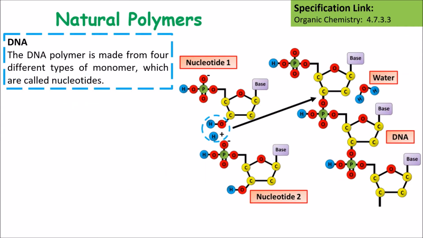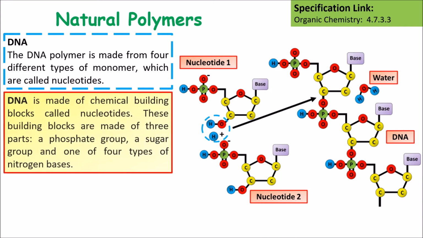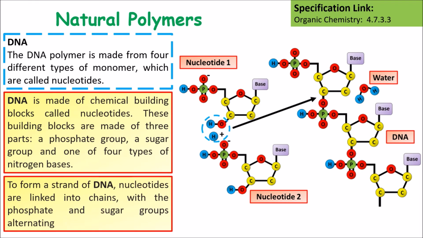The DNA monomer is formed of nucleotides. So DNA is made of nucleotides, like we've just said. These building blocks are made up of 3 parts: a phosphate group, a sugar group, and 4 types of nitrogenous bases. So to form a strand of DNA, nucleotides are linked up into a chain with the phosphate groups and sugar groups alternating.